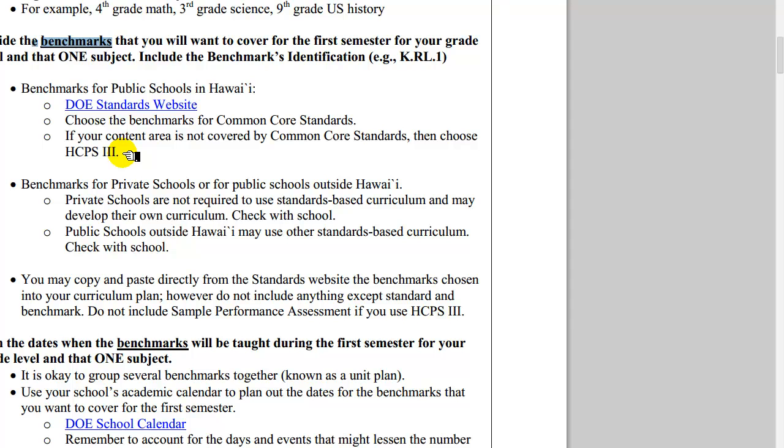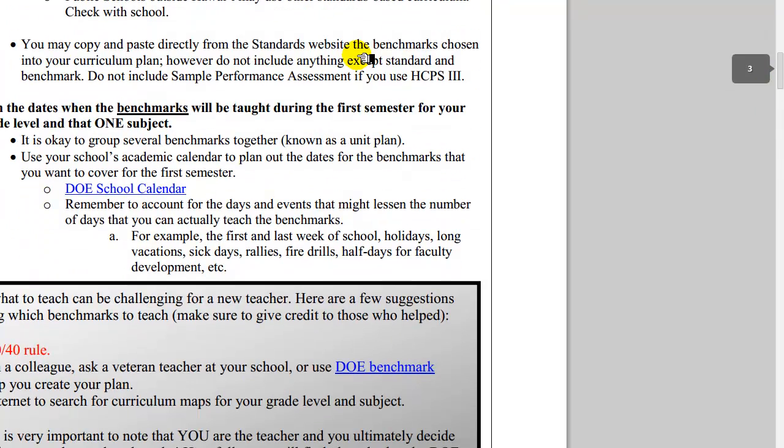So you're going to apply the 40-40-40 rule and decide what is important for your kids to learn for that subject. And if you're going to use a private school, I would suggest, if they don't have any benchmarks laid out, then use the Common Core. I would recommend copying and pasting directly from the standards website so you don't have to rewrite anything, and that's okay. And then you need to figure out how long you're going to teach each of those benchmarks. So you need to go to the DOE calendar, and for example, you may want to teach a benchmark for 5 days, so from August 8th to August 13th.